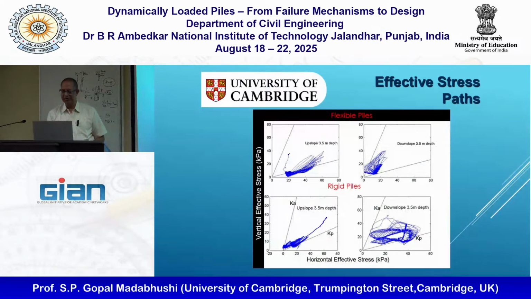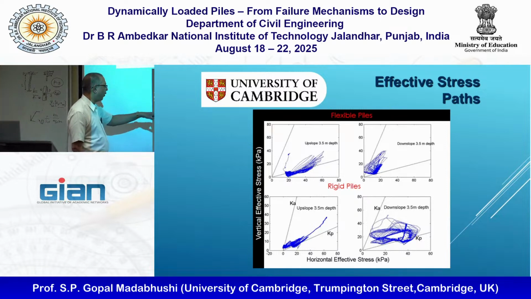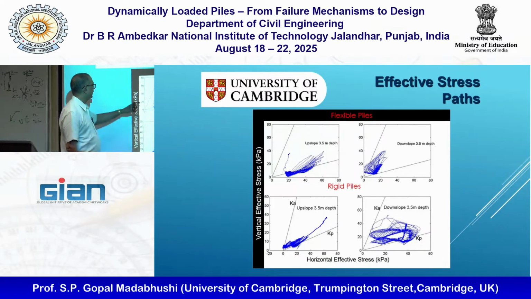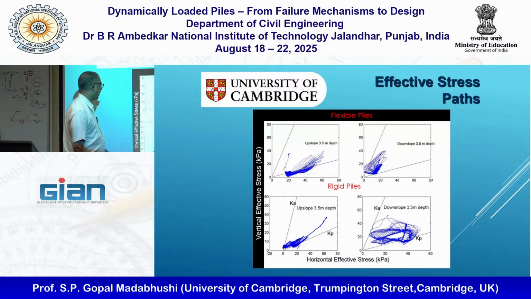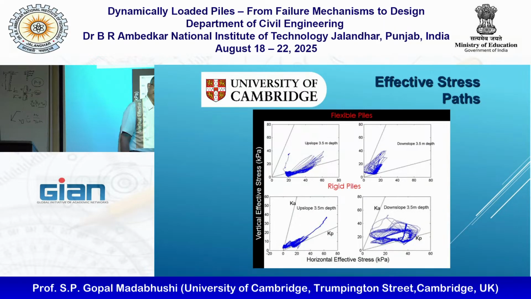So that was for rigid piles, and these are for more flexible piles. The more flexible I am, oh, these are all for 3.5 meter depth, flexible pile on the top and rigid piles at the bottom. And again, you can see, so this we have already seen. This one goes even further up the Kp line. And downslope, you are always getting these loops. And I already explained that.